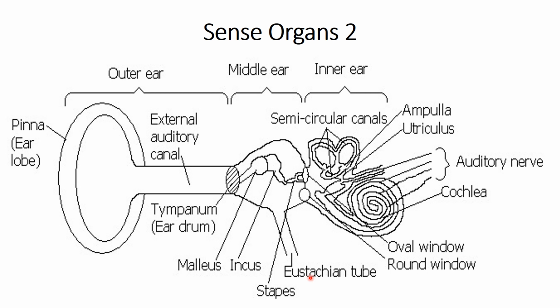Then there is the inner ear, which is made of the semicircular canals. These ones here, there are three. It is also made of this part here, which is called the oval window. Then there's also this part here called the round window, and this is called the cochlea, and the auditory nerve. On the semicircular canal we've got the ampulla and the utricle.